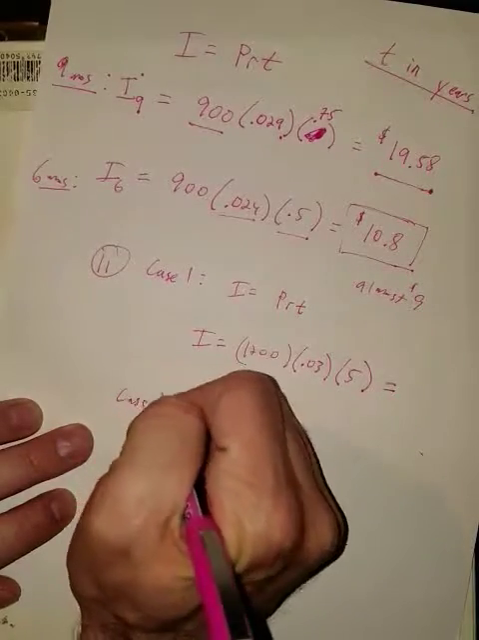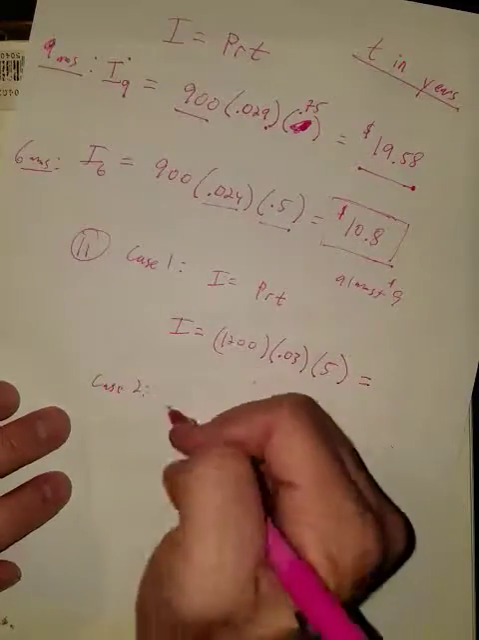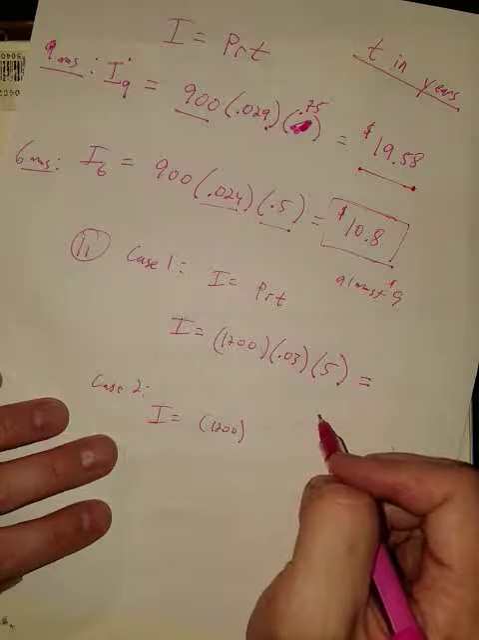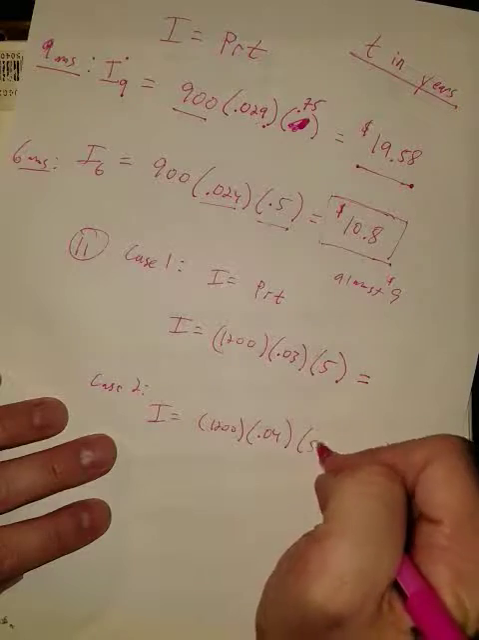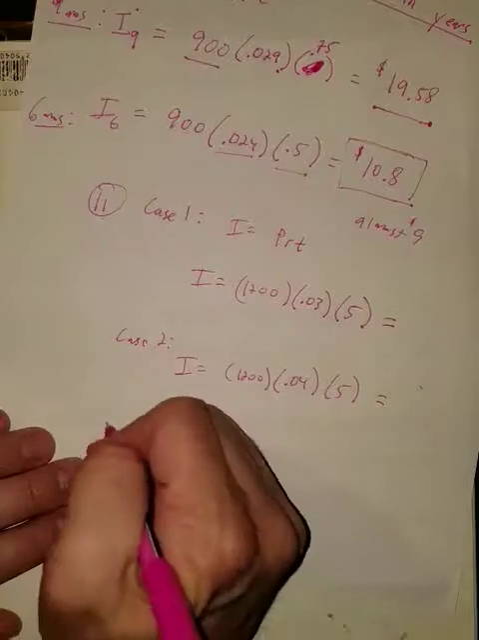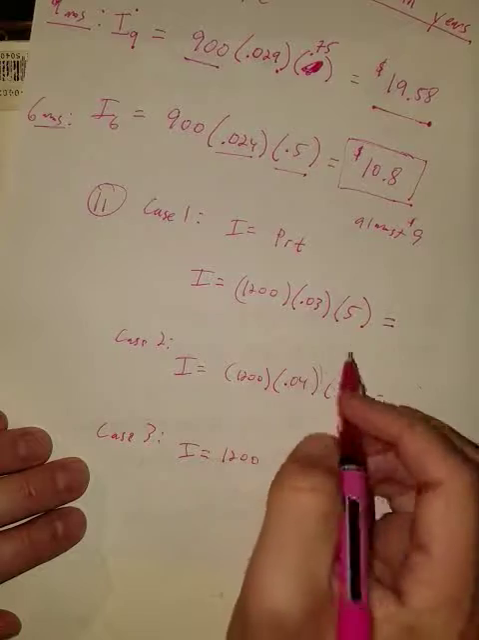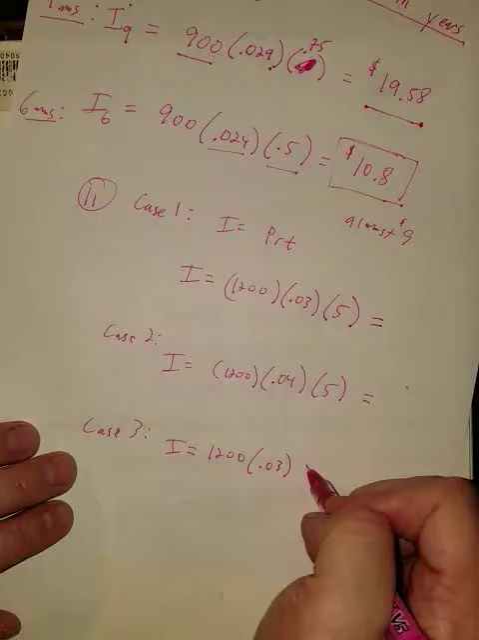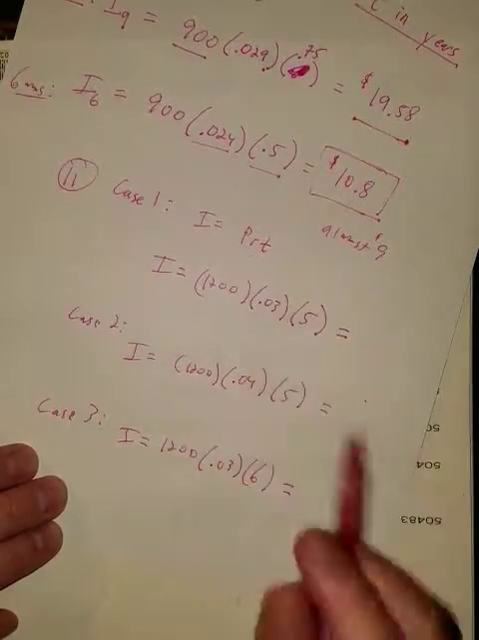Case 2 is, what if the rate is increased by 1%? Well, in that case, it's I equals 1,200, so instead of 3%, it went up to 4%, 0.04 times 5. Okay, so it's going to go up a little bit more. And then case 3 is 1,200 times the original 3%, and now what if we increased it by 1 year, so we went to 6 years? Okay, so they just want you to do those 3 calculations.